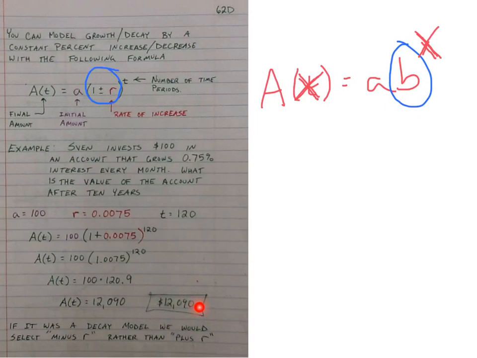If it was a decay model, we would select minus r instead of plus r. So if we are saying it loses 0.75% every month, we'd say 1 minus 0.0075, in which case that would be a bad bank account to put your money into.